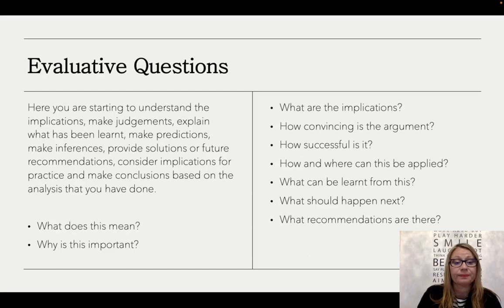So here, typical questions could include, what does this mean? Why is this important? What are the implications? How convincing is the overall argument? How successful is it? How and when can it be applied? What can be learnt? What should happen next? And what recommendations are there?